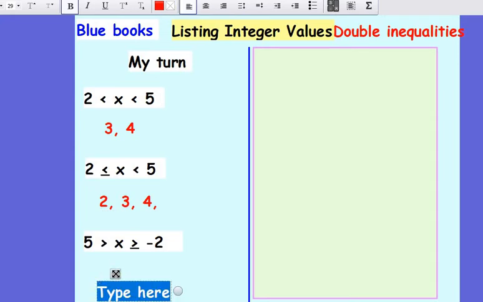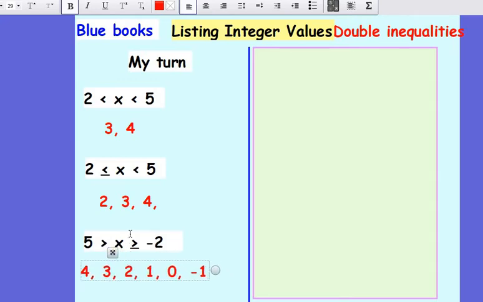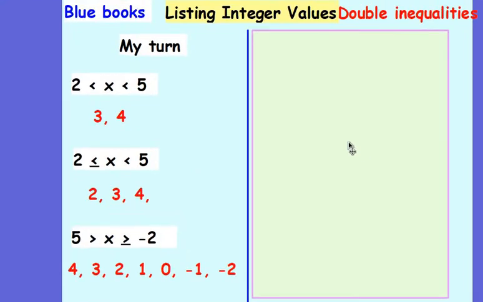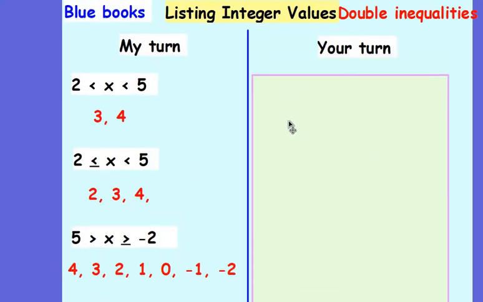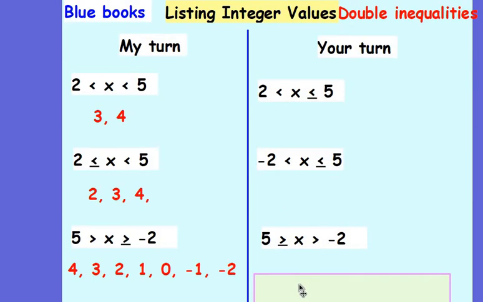And for the last example, I've got x is less than 5 but not equal to it. So I could have 4, I could have 3, 2, 1, 0, -1, all the way down. It's got to be greater than or equal to -2, so I can include -2. Over to you, Year 8, in your dark blue books, can you pause the video for 5 minutes and list the integer values for each of these inequalities in your dark blue books now, please.